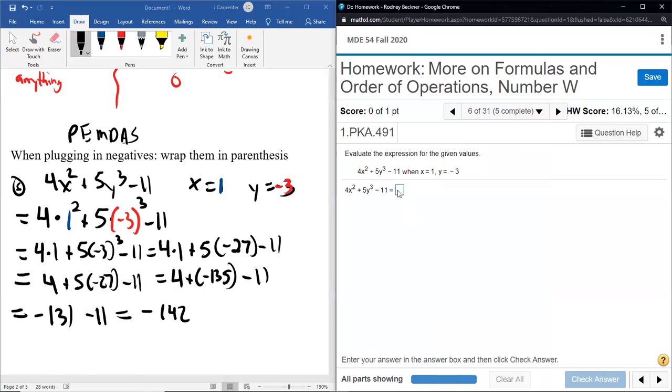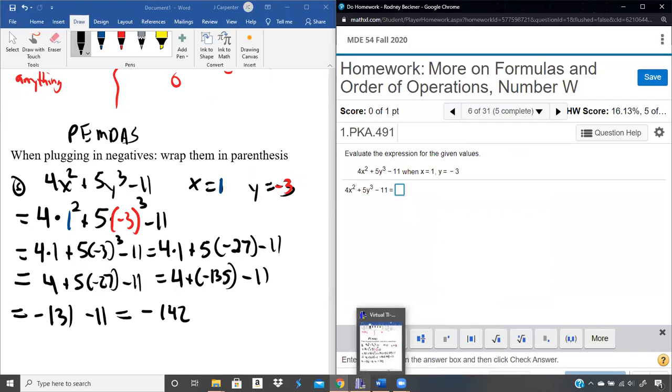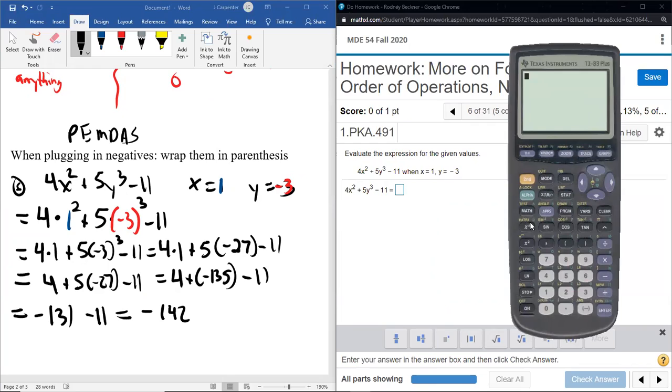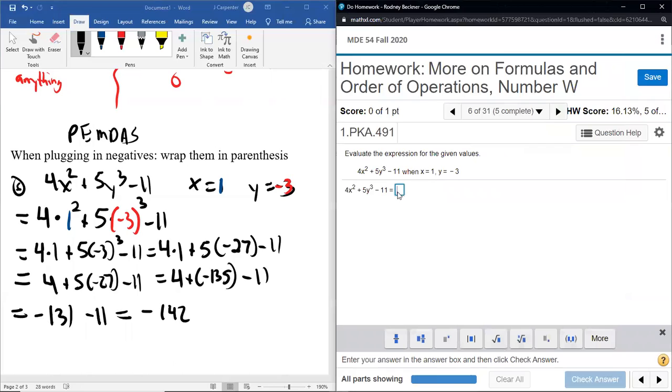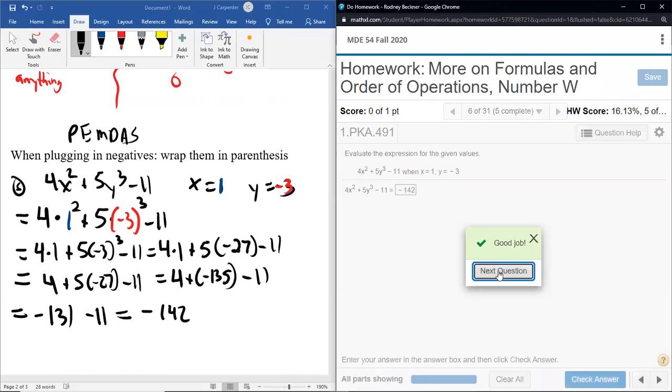Let's see if we get that right. In fact, let's use our calculator to confirm it before we even put it in. Maybe we're just scared. So the 4x squared, that would be 4 times 1 squared. Then plus 5 times the y cubed. Now, I have to wrap that in parentheses because of the negative and to make sure that the cube is applied to the negative as well. Then the minus 11. Let's see. Negative 142. We got negative 142 here. Sounds pretty good. So I think this will be right. How about that? It is.